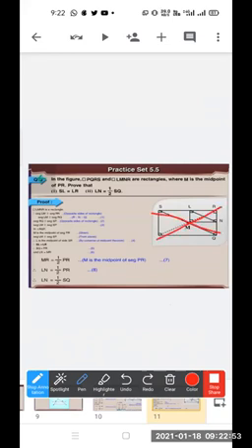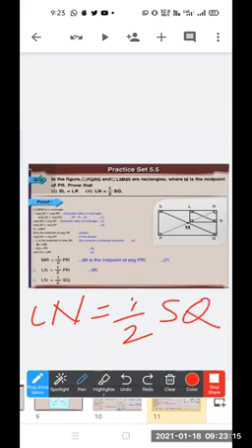PR is equal to SQ, because they are the diagonals of a rectangle, and diagonals of a rectangle are congruent. Therefore, LN is half of PR, and since PR is equal to SQ, we can write half of SQ. In this way, we find the solution. Second, we have found LN is half of SQ. Is it clear, children? Okay, next question.